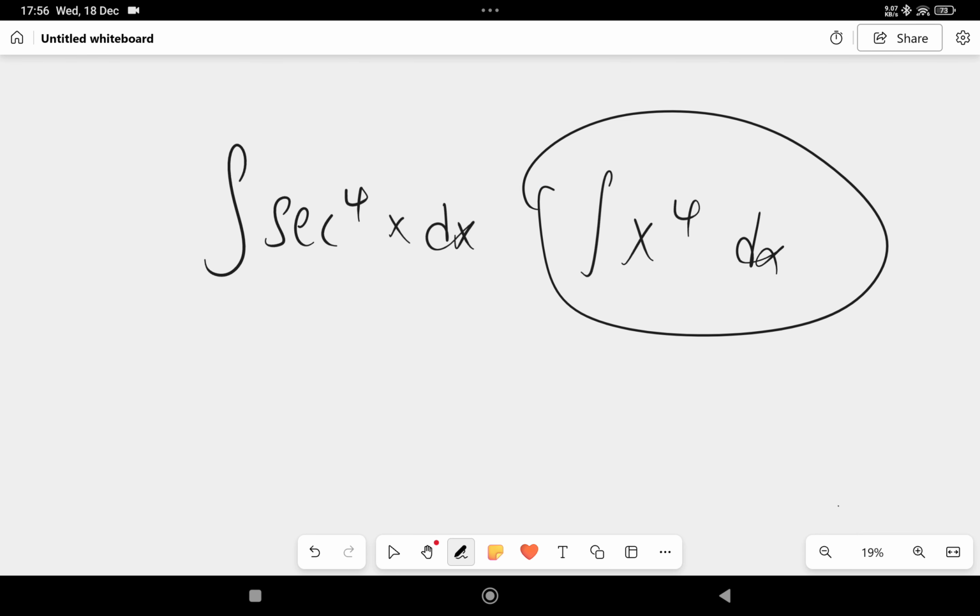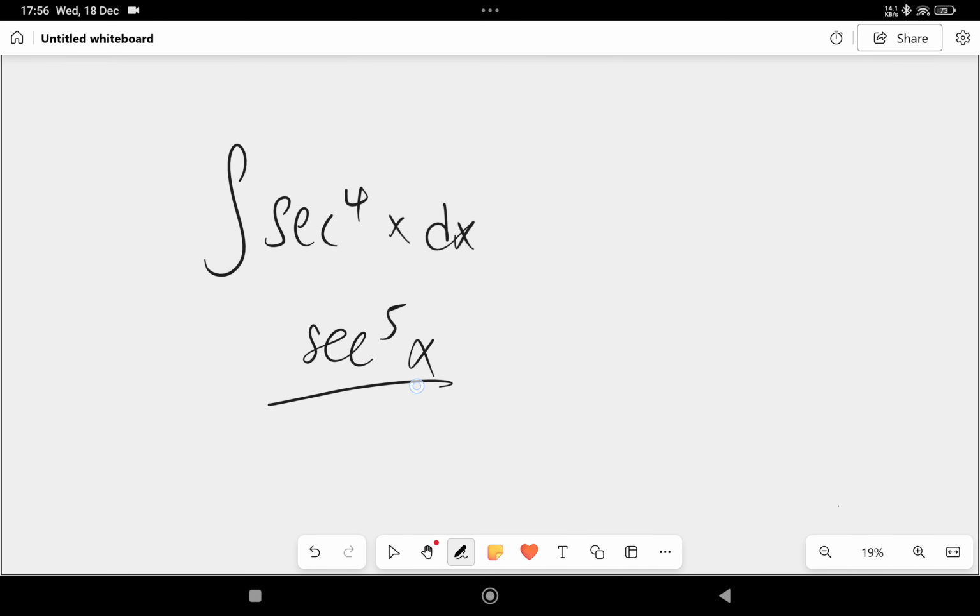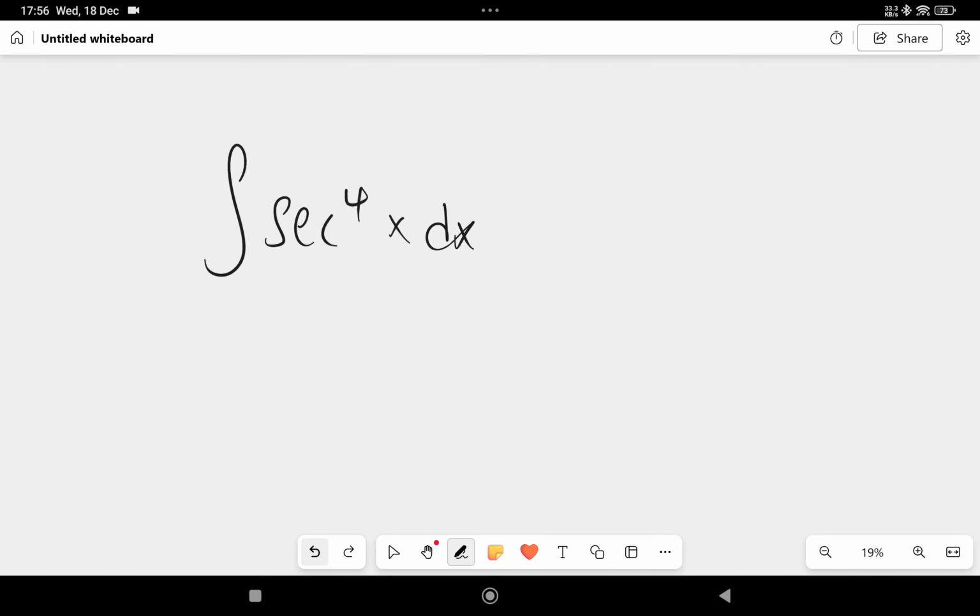Why is it the inverse power rule? Because by differentiating we use the power rule, and integration is the inverse of it. So we cannot actually do it this way. Some of the students will do it like this and then plus c. This is totally wrong because this is a trigonometric function, not a term in terms of x.